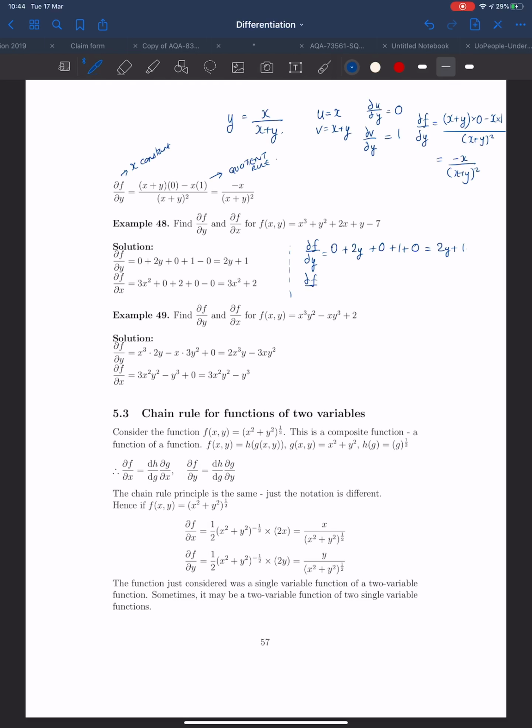And then partial df dx. So now the y's are a constant. Okay, so that one's a constant, that's a constant, and that's a constant. So it's 3x squared plus naught plus 2 plus naught plus naught, 3x squared plus 2. Okay, and that's what we've got there. So we've got those two answers.